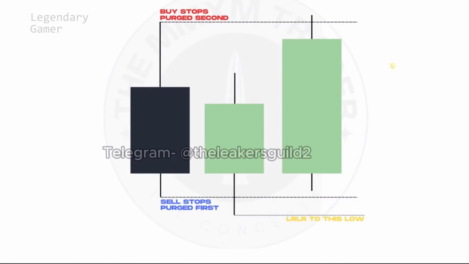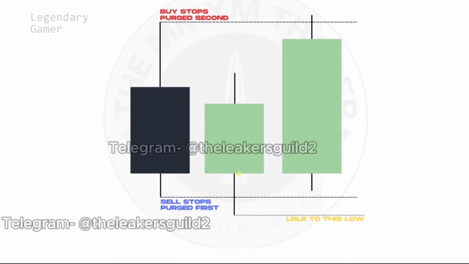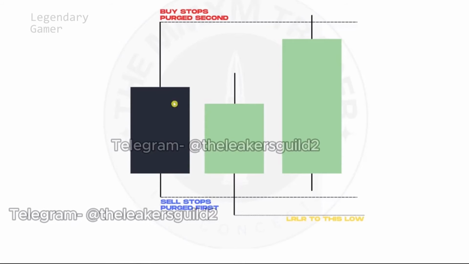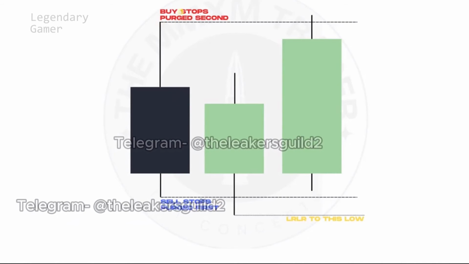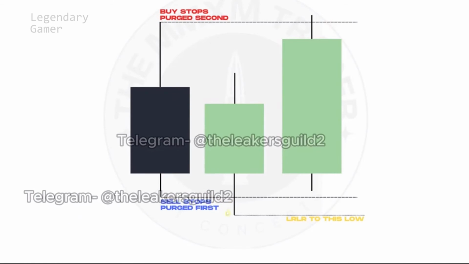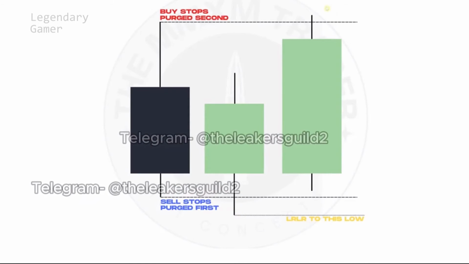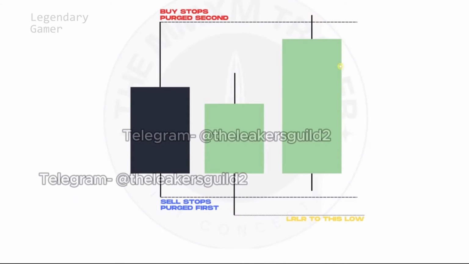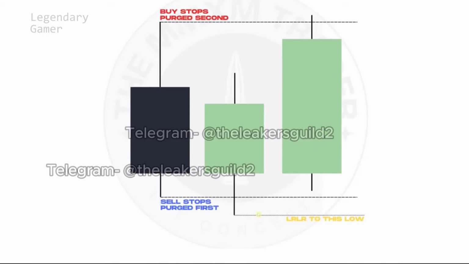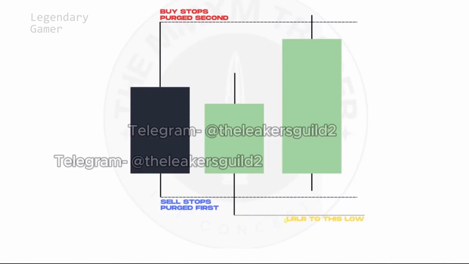So same case over here. This is a bearish scenario, right? We want to see those sell stops purge first. You can see this candle closes inside of the range of this candle, goes for the buy stops above it, so we're pairing up again, order pairing, right, sell stops with the buy stops, and then the real low resistance liquidity run should happen into this low over here.